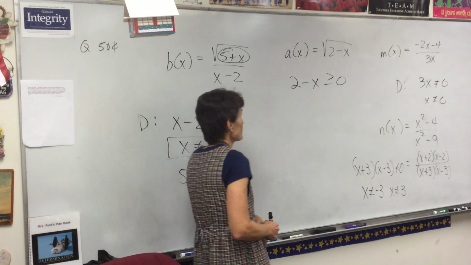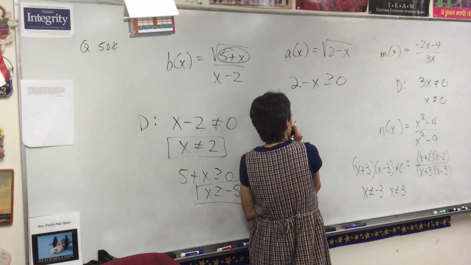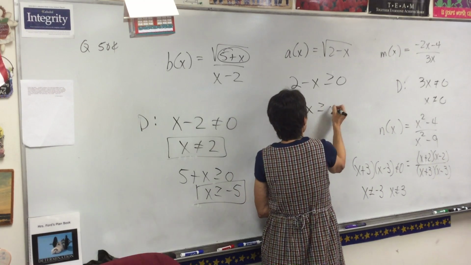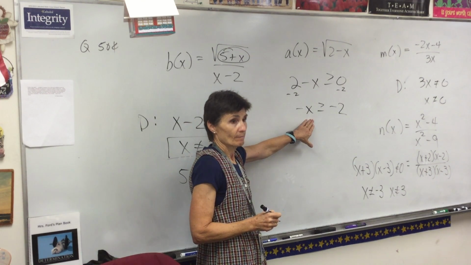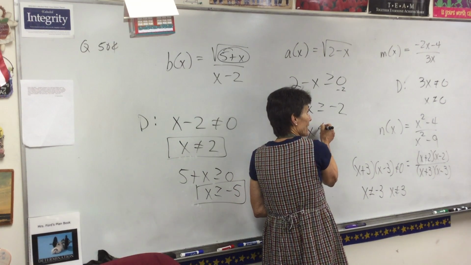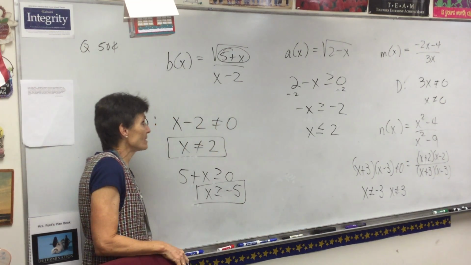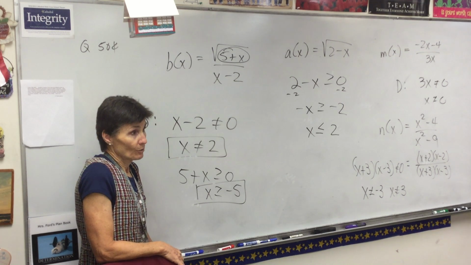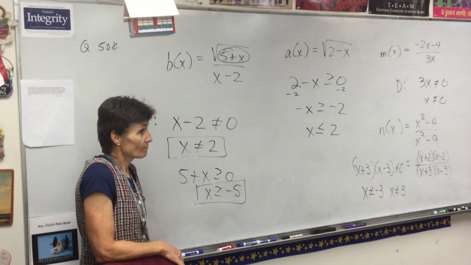Now be careful on this one. I'm not sure how you want to solve this. Subtract the 2. Now when you subtract the 2, this is what you're going to have left. And then you're going to divide by the negative, but that's going to turn the sign. So your domain this time is actually x is less than or equal to 2. Yep, positive, less than or equal to positive 2.